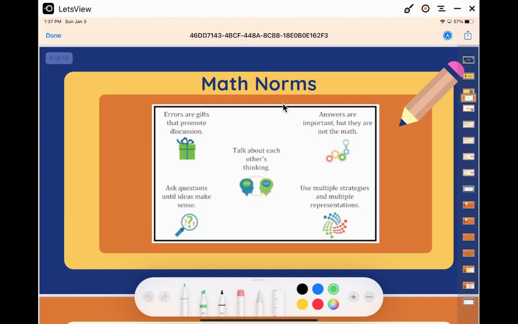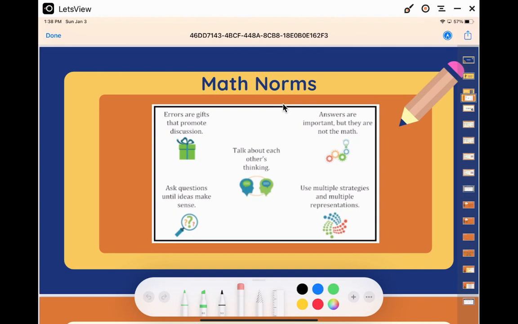On the screen right now, you will see our math norms. Our math norms are the same every day, and they are just quick reminders to let us know why we are here and what we will get out of it. The first is that errors are gifts that promote discussion. The second, ask questions until ideas make sense. Number 3, talk about each other's thinking. Number 4, answers are always important, but they are not the math. And number 5, use multiple strategies and multiple representations, which we spent an entire day doing yesterday.